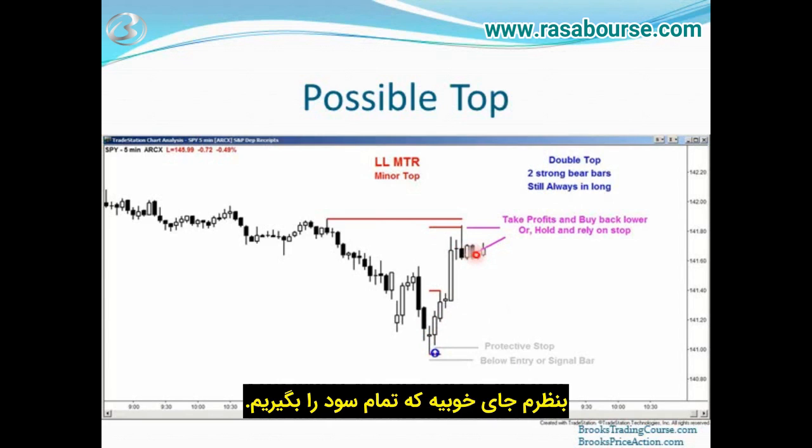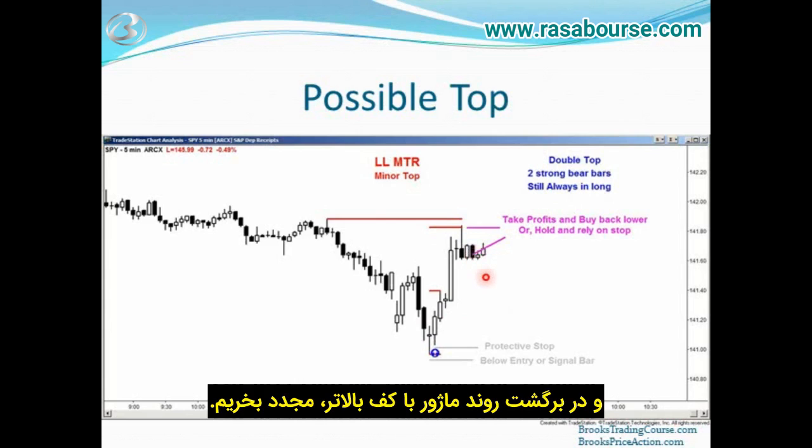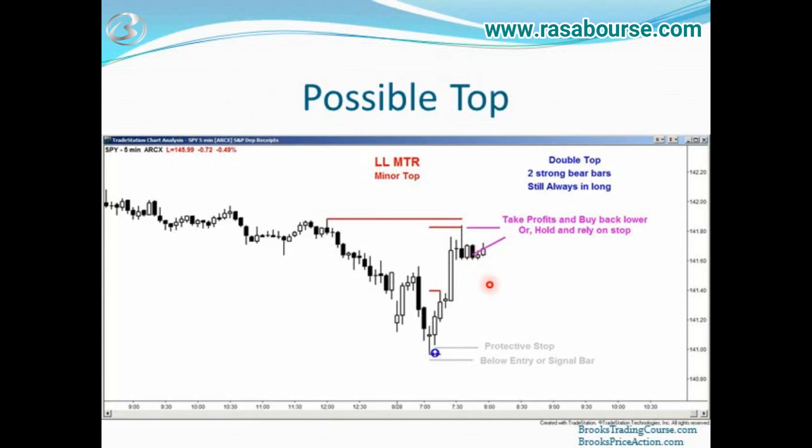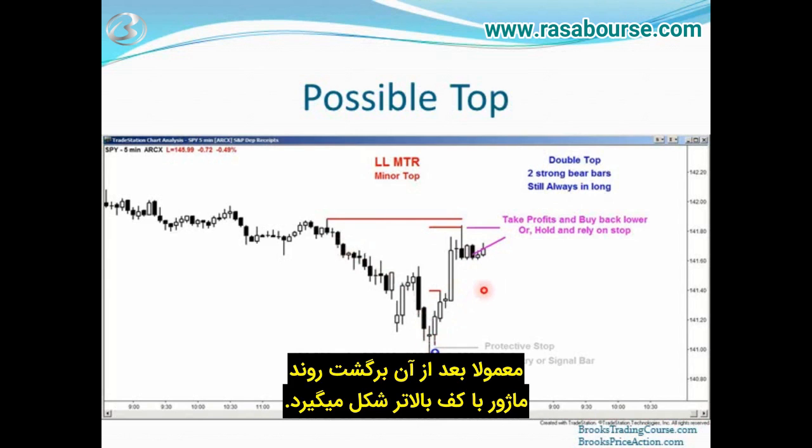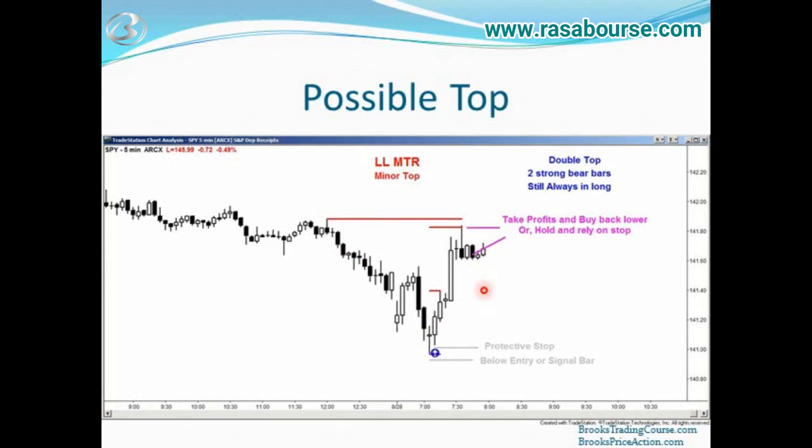I think it's okay to get out of all and maybe look to buy a higher low major trend reversal. Remember, after you have a lower low major trend reversal, you usually end up getting a higher low major trend reversal.